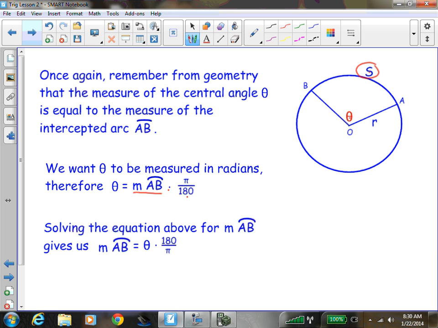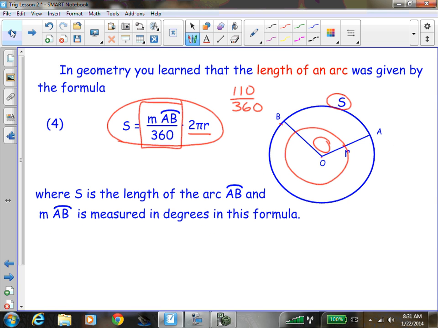And so if we take that equation right there and we solve it for the measure of arc AB, then we get that the measure of arc AB is theta times 180 over pi. Now, in case that's hard to see, if I want to solve for this and I've got it times this, remember I just have to multiply by the reciprocal of that. And so if I multiply by that reciprocal, then over here we got 180 over pi times theta, which is what that's saying here. Now, that's going to allow us to put this expression back where that measure of arc AB was in this equation right here.